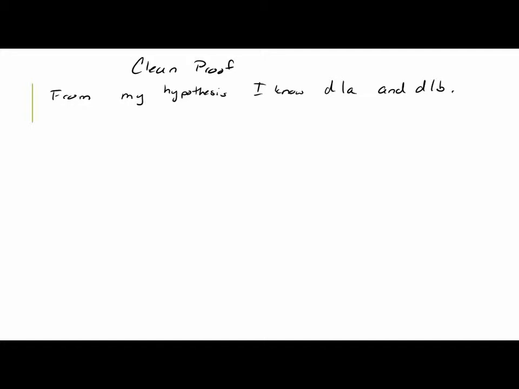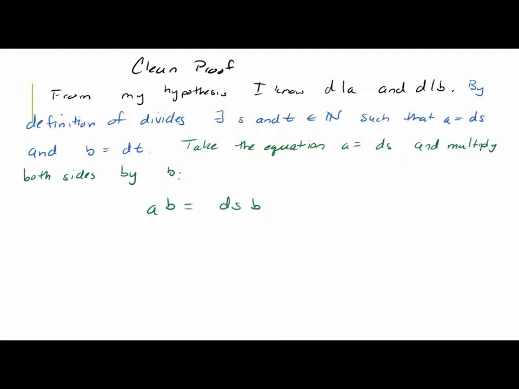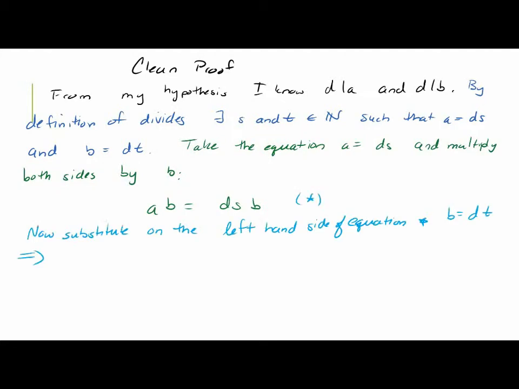All right, for my hypothesis, I know D divides A and D divides B. Blah, blah, blah. Write down the words that go around it. That means there exist S and T such that you write down those equations. Then take the equation A equals DS and multiply both sides by B. See how I lead the reader? I just let them know what's going on.